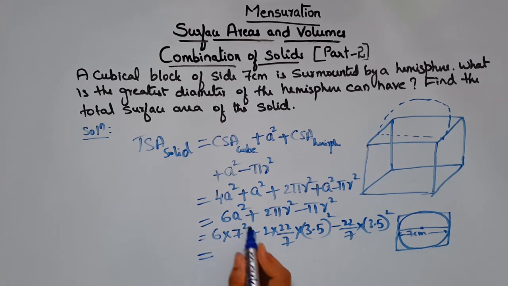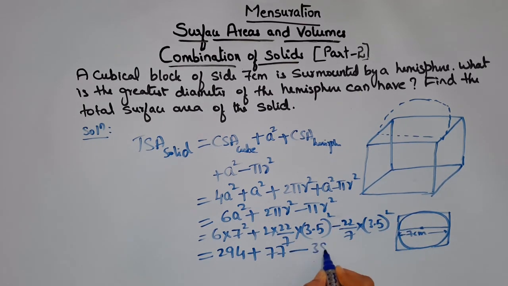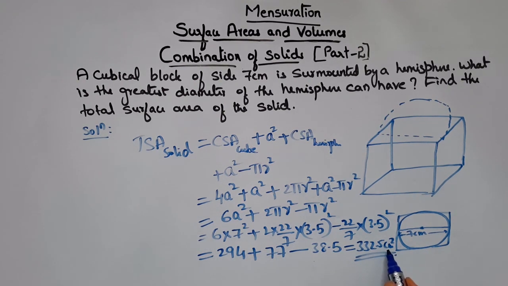6 into 7 square is 294, plus, when you simplify this, this will give you 77, minus, when you simplify this, this will give you 38.5, which is equal to 294 plus 77 minus 38.5, that will give you 332.5. This is area, so square centimeter. So the total surface area is 332.5 square centimeter.